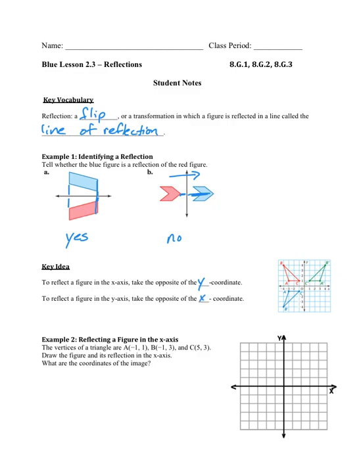So if I look at these figures to the right of this key idea, the red triangle is my original figure. And the blue triangle, A prime, B prime, C prime, is that triangle reflected in the x-axis. So if I look at A and A prime right here, they have the same x-coordinate. What's different is that they have the opposite y-coordinates. When we're reflecting across the x-axis, what we need to change is the y-coordinate.